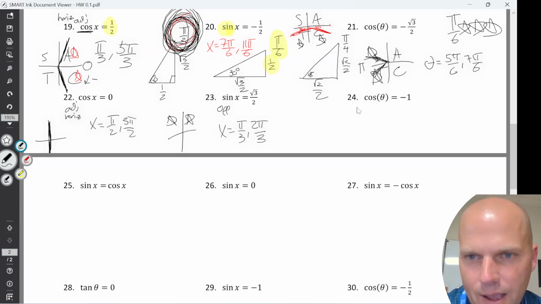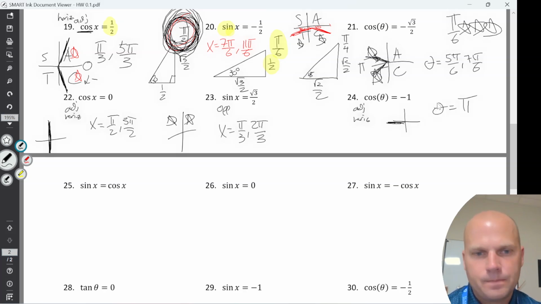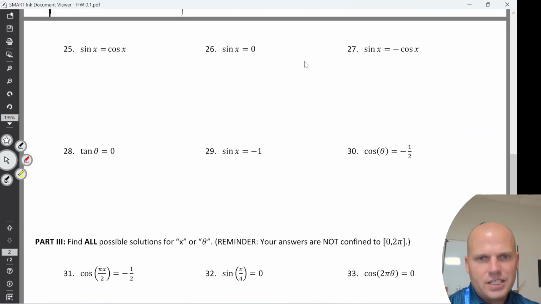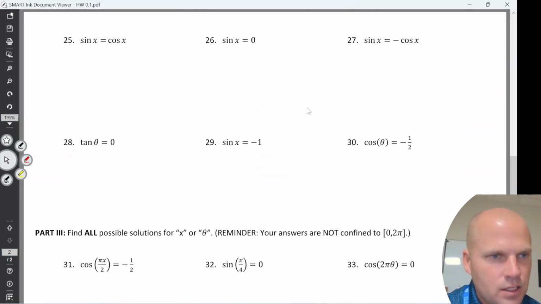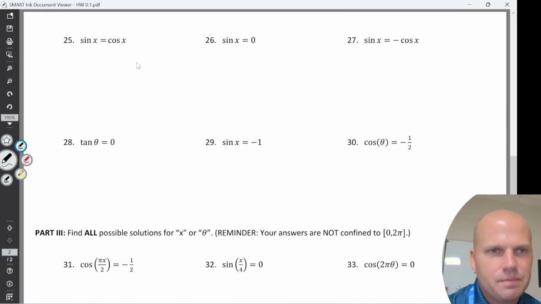When is my adjacent, which is always my horizontal in the unit circle, going to be -1? When will I move to the left 1? Oh, it's got to be at pi. Did not get to this in the first class, might not have gotten to it in the second. Haven't taught it yet. What if you have sine equaling cosine?